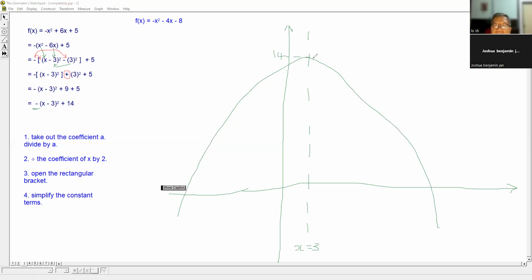Can you tell me what is the maximum point? The coordinates? 3, 15. 3, what? 14. 14. What is the point here? 5. Correct, it is 5. So this one is 8.